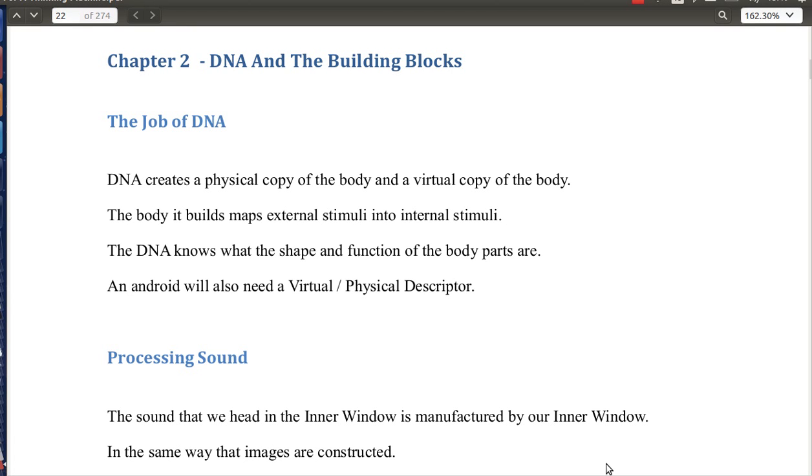Hi there. In this lecture, I'm going to discuss DNA and the role that it plays in this theory, and I'm going to discuss how an understanding of DNA will help design the thinking machine.